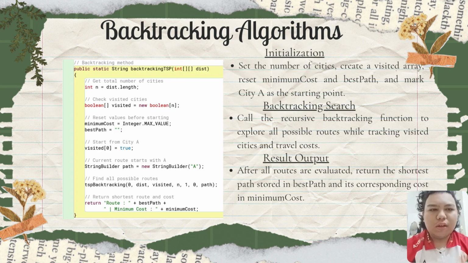So the next one is initialization. That is, set the number of cities, create a visited array, reset the minimum cost and best path, and mark city A as the starting point. And then the second one is the backtracking search. Call the recursive backtracking function to explore all possible routes while tracking visited cities and travel costs. And then for the result output, after all routes are evaluated, return the shortest path stored in the best path and its corresponding cost in minimum cost.